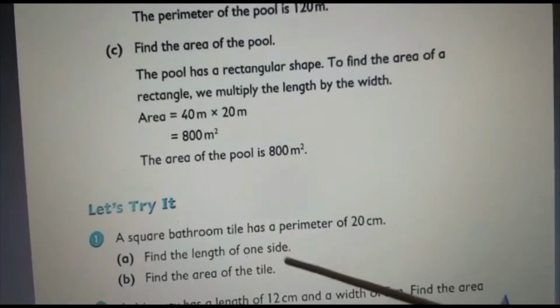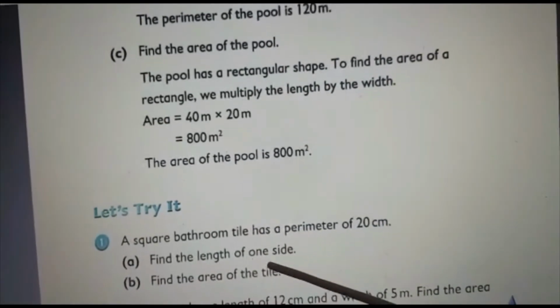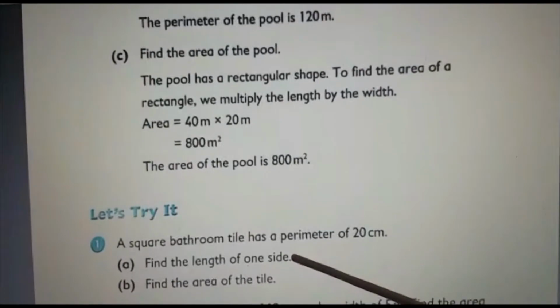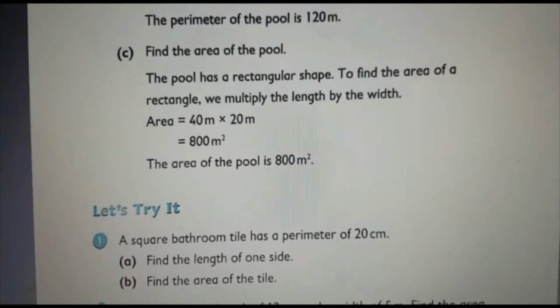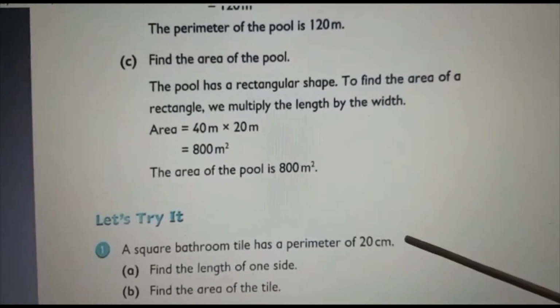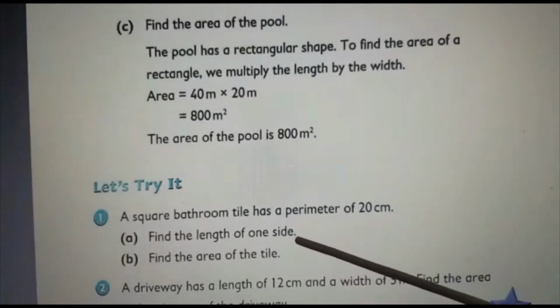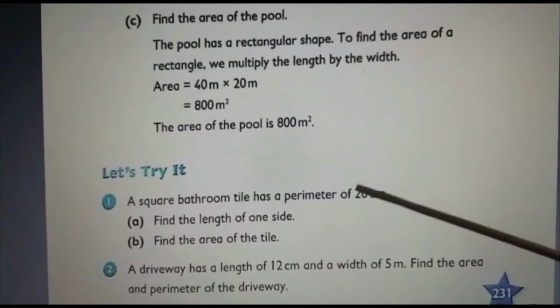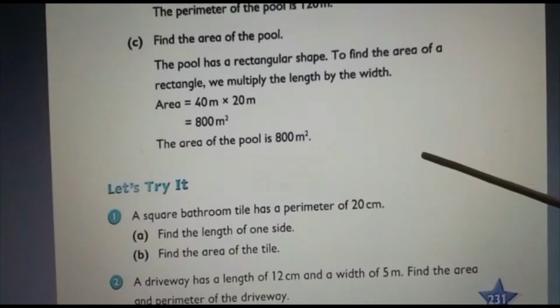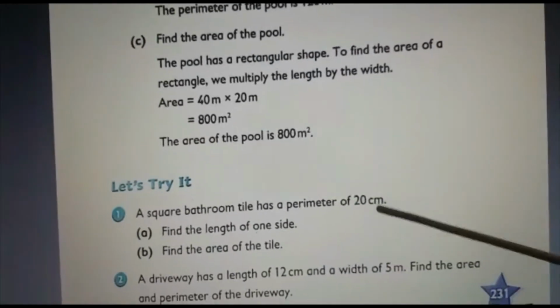How can we find the area of the tile? In question number A, now we know what the side is. What is the length of the side? It is 5. Is it? It is 5 centimeter. So what is the area? Area is side multiply side. So 5 centimeter multiply 5 centimeter. It is how much? 25 centimeter square.